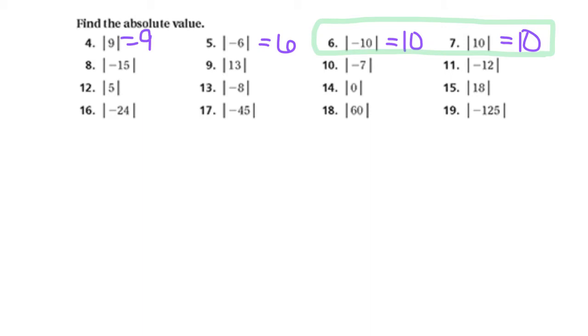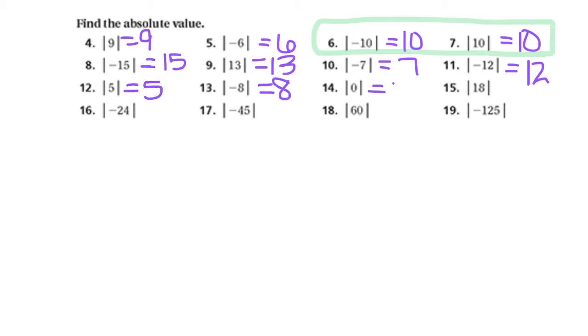Let's continue on. Number 8, absolute value of negative 15 is 15. The absolute value of 13 is 13. The absolute value of negative 7 is 7. And number 11, the absolute value of negative 12 is 12. Number 12, the absolute value of 5 is 5. The absolute value of negative 8 is 8.